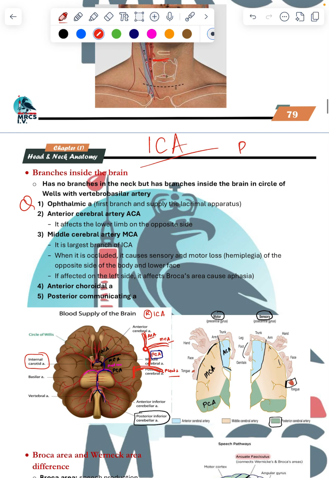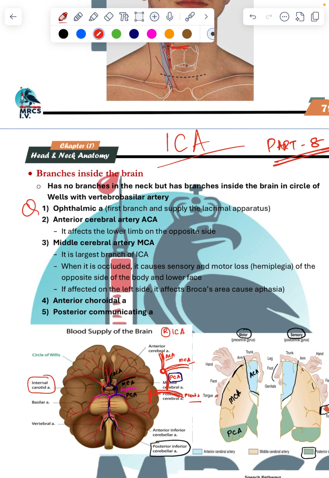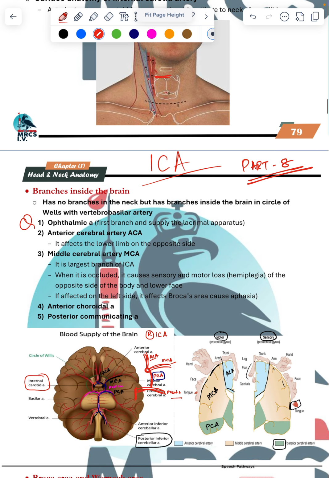So this is part 8 of neuroanatomy. This is the last part, most probably. So what we are looking at is branches inside the brain.